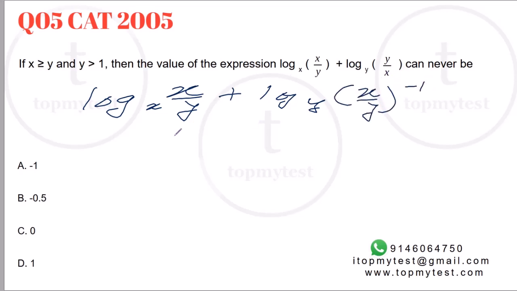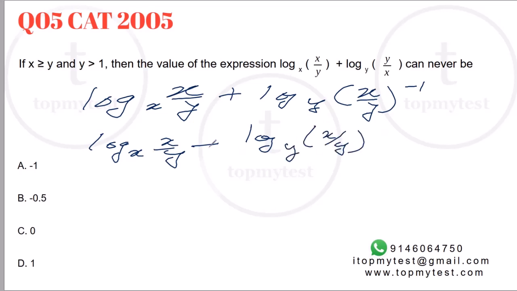It's the inverse of x by y. So if I rewrite this, you will get log to the base x of x by y plus minus log of x by y to the base y. Now, can you say anything about this term? If you look at it carefully, both x and y are positive numbers more than 1. And we also know that x has to be greater than or equal to y. So this value has to be a positive number. This value has to be a positive number.